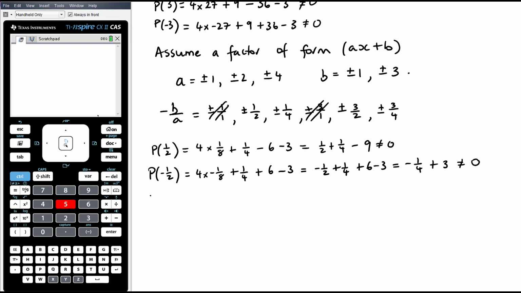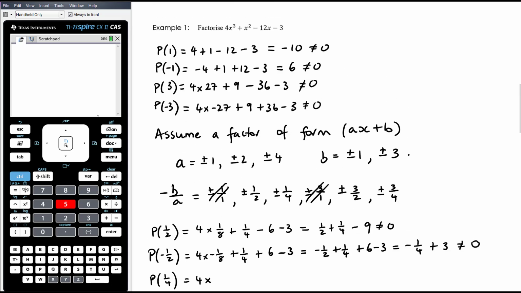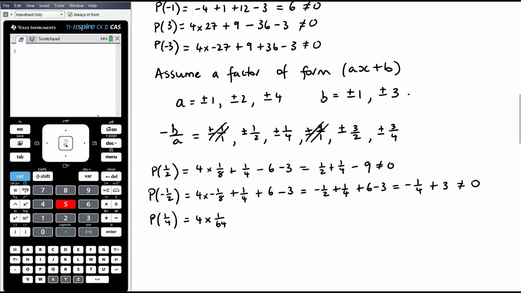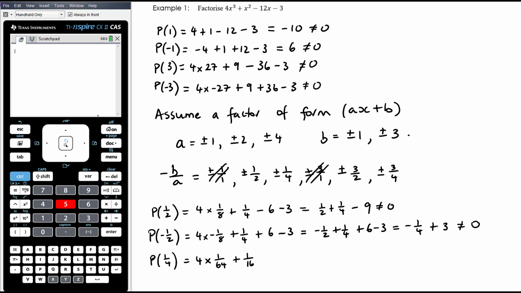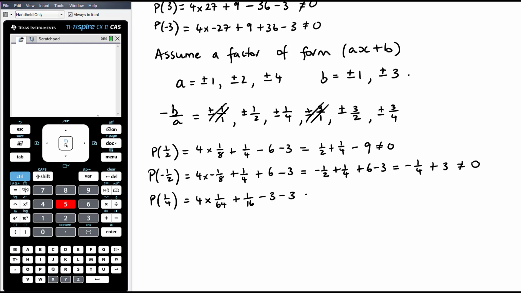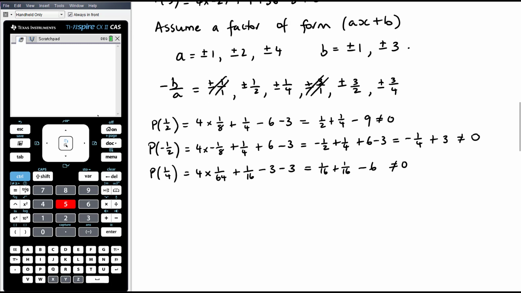Okay, so p of a quarter. So that's going to be 4 times, now 1/4 cubed is 1/64. And then we've got plus 1/4 squared, which is 1/16. And then we've got minus 12 times a quarter, which is minus 3, and minus 3. Okay, so 4/64, that's 1/16, plus 1/16, and then minus 6. So we've got 2/16 take away 6, definitely not 0.